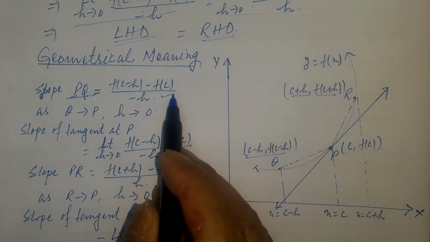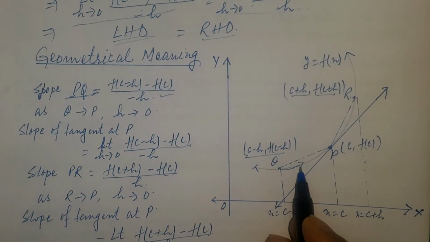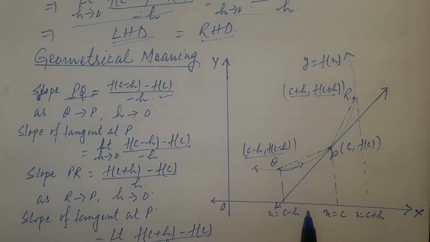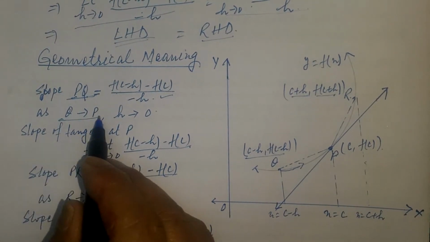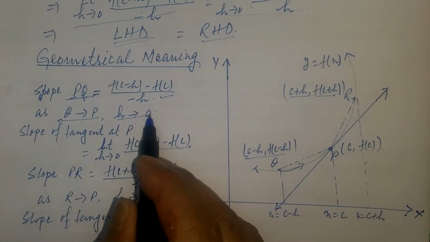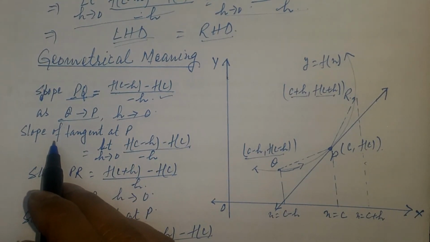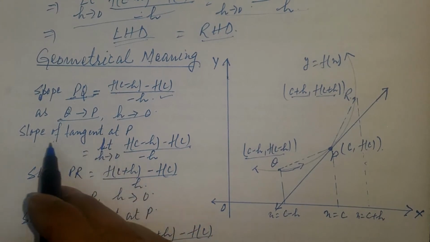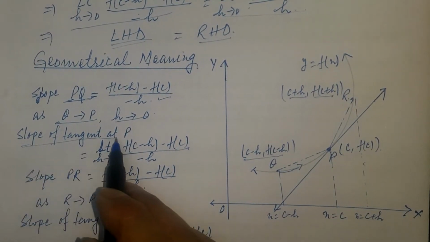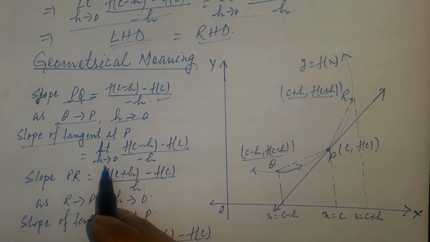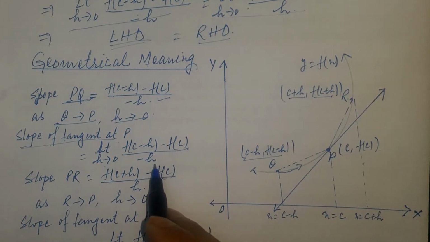Now just think of when Q is approaching towards P. What happens? h is getting closer and closer to 0. So we say as Q tends to P, h tends to 0. In that case, this chord becomes a tangent at P. So in the limiting case, the slope of the tangent at P is the limit as h tends to 0 of (f(c minus h) minus f(c)) by minus h.